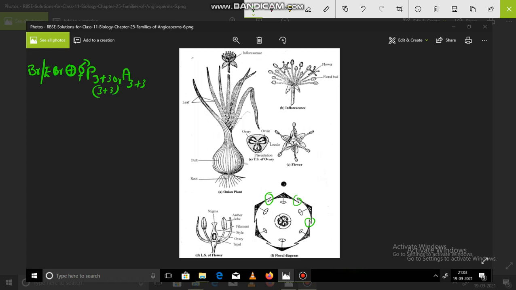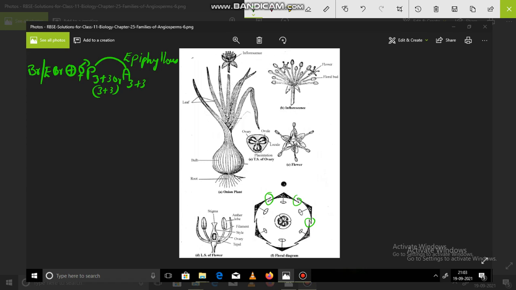What is the major difference here is that the stamen at the base is attached to the perianth. In order to show this condition, you have to put an arc like this. This condition is known as epiphylous condition. A very important question: what is the meaning of epiphylous? Androecium, that means the stamen at the base is connected to the perianth or the tepals. That is called epiphylous condition.